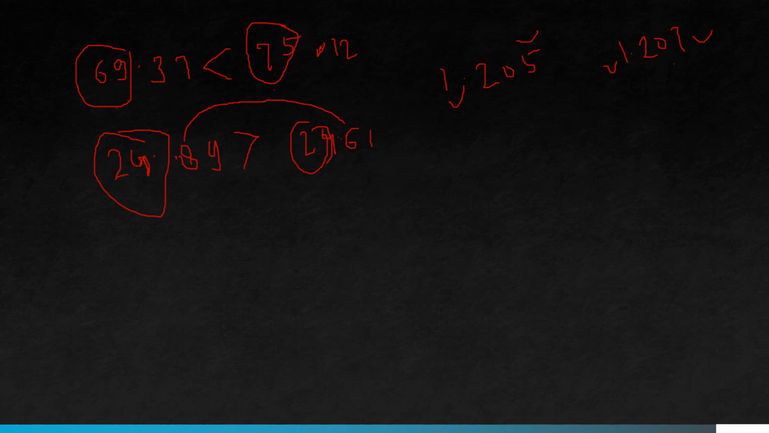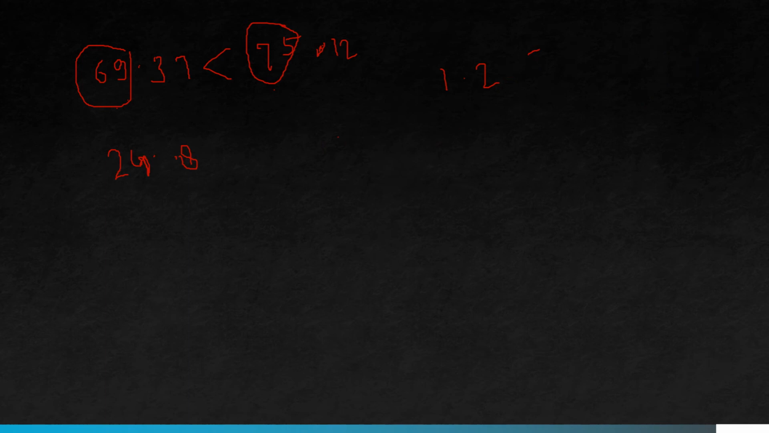Okay, so 5 is obviously less than 7, right? So it means this decimal is less than this decimal. I hope you got my point. This is how you can compare two decimals. You can easily find out which decimal is greater and which decimal is lesser than the other decimal.